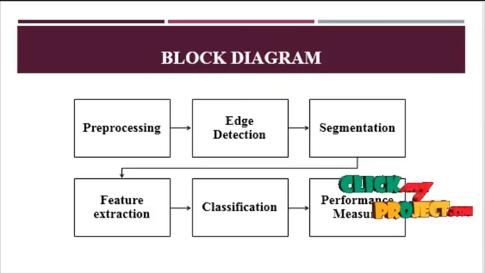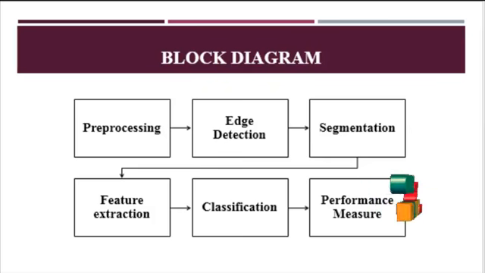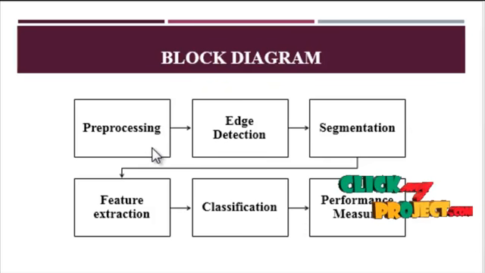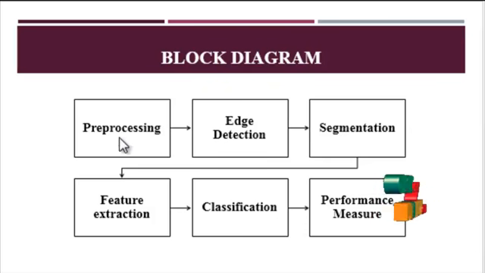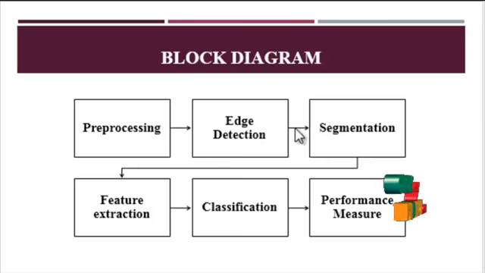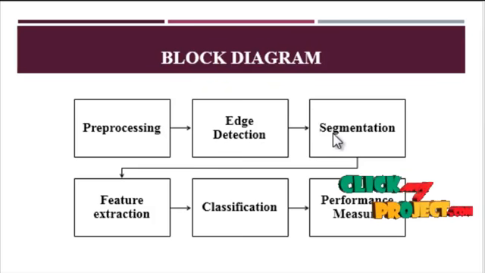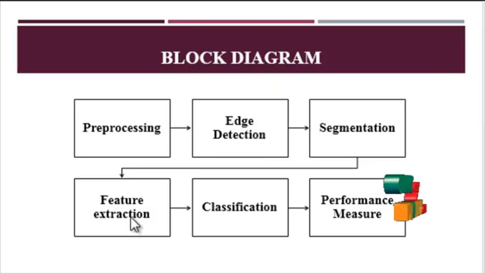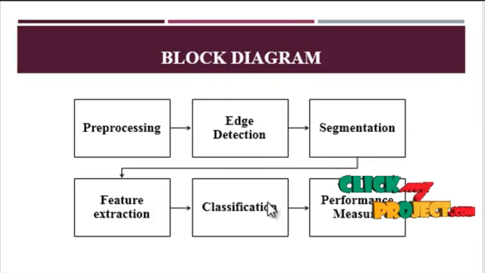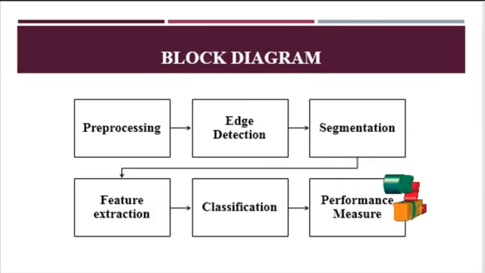Now we are going to discuss the block diagram of our project. The first block is the pre-processing stage. The input image is pre-processed, then edges are found. For detecting edges, the Canny edge operator is used. The next one is the segmentation block. Here we segment the particular value. Then feature extraction is done. Finally the currency note is classified. Then performance measures are calculated.